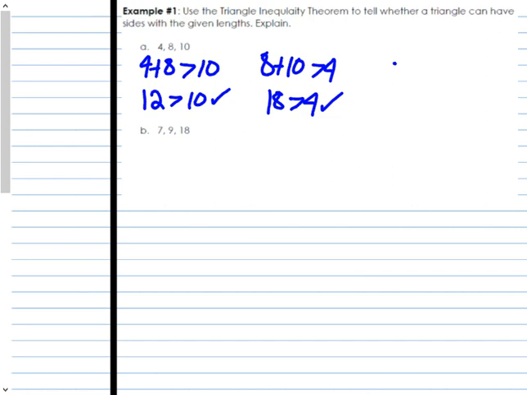And now I have to check 4 plus 10. 4 plus 10 is greater than 8. 4 plus 10 is 14. 14 is greater than 8. Yes, it works. So when I add any 2 of the sides, it is greater than the 3rd side. But we really don't have to check all of the sides, okay? So let's go ahead and answer this question first, and then I'll say why.